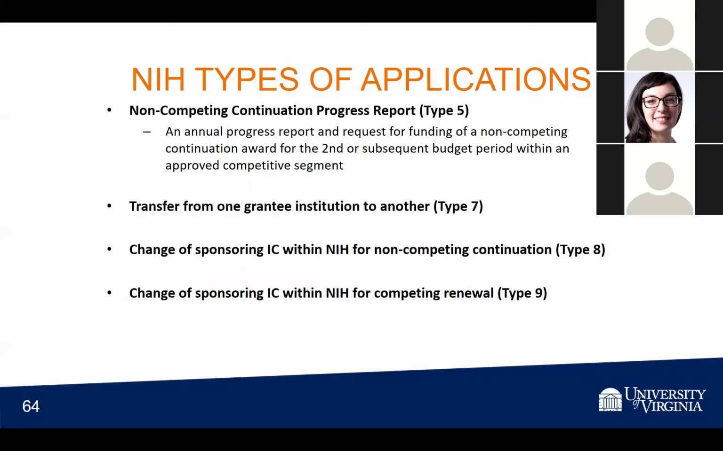If there was a transfer from one grantee institution to another, say a PI came to UVA from somewhere else, and that award was eventually transferred, that would end up with a type 7 in the front. And there's a couple types for if the institute or center is changing from the original award to the continuation, or the original award to the renewal, that would reflect with 8 and 9.